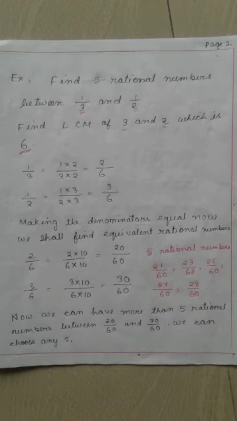Now we can choose any 5 numbers between 20 by 60 and 30 by 60. I have taken the rational numbers 21 by 60, 23 by 60, 25 by 60, 27 by 60 and 28 by 60. You can choose any numbers from the numbers you have got from the equivalent rational numbers.